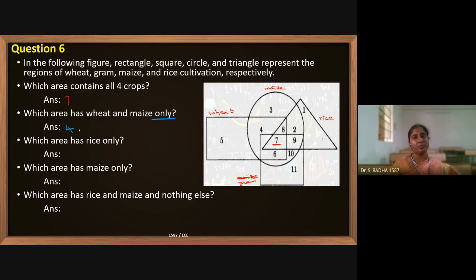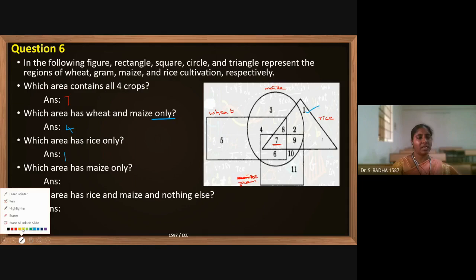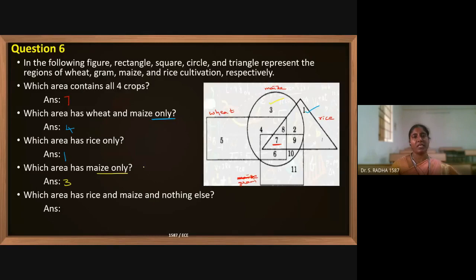Rice only. There should not be any other overlap. So rice only means this one is the answer. Which area has maize only? Only this particular crop. It is 3, which has no overlap with any rectangle, triangle or square.